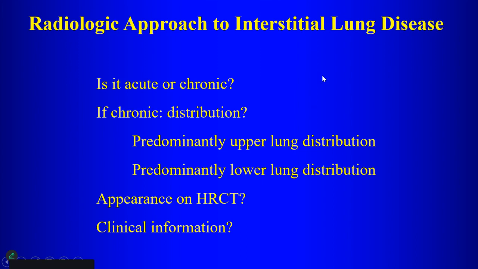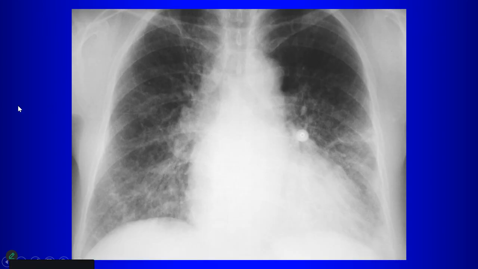So in terms of the approach, we're going to start with the approach based on the chest radiography. So the first question to ask is it acute or chronic? And if it's chronic, what's the distribution? And if we're starting from the chest radiograph, we can divide it into predominantly upper lung distribution or predominantly lower lung distribution. And then from there, in terms of being more specific, we can talk about the appearance on high-res CT. But always what is really most important, and whenever you're dealing with interstitial disease, is to get as much clinical information as you can, because that really helps you in terms of formulating your differential diagnosis.